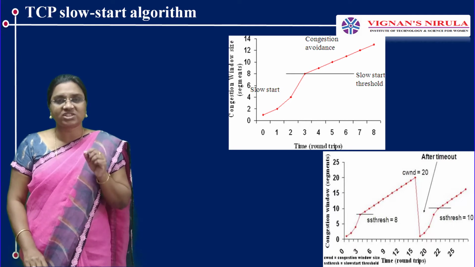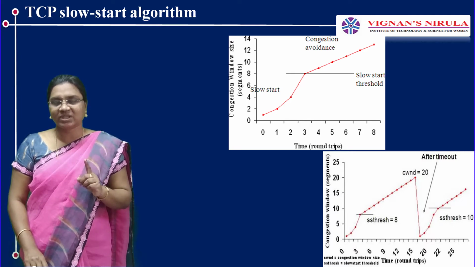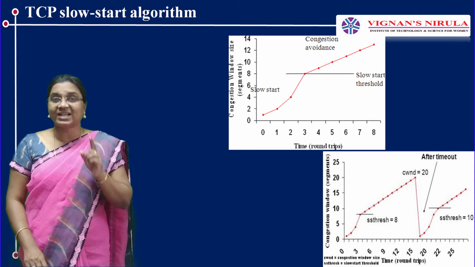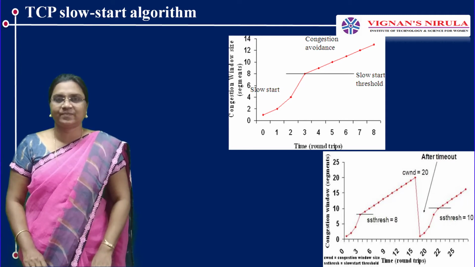So start with a congestion window size equal to 1 segment. It just initially starts by setting the congestion window equal to 1. That means at a time it can send only 1 segment, right?